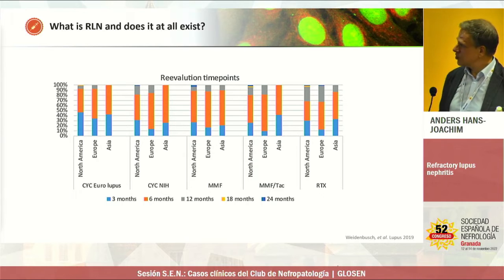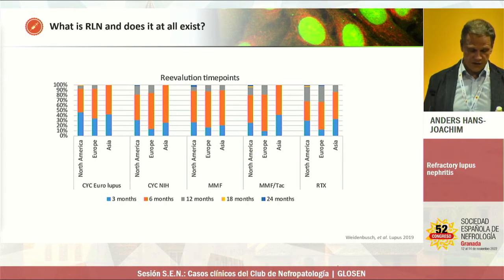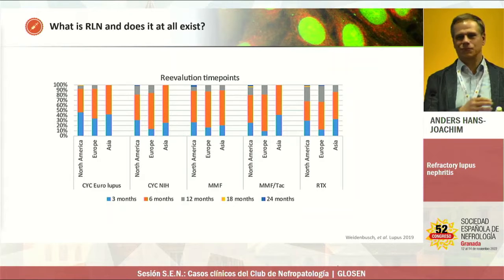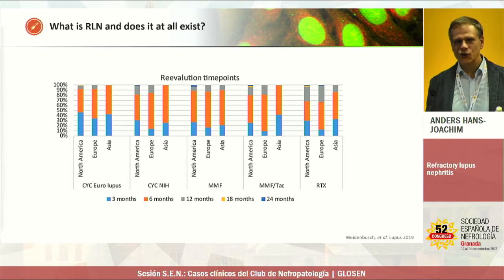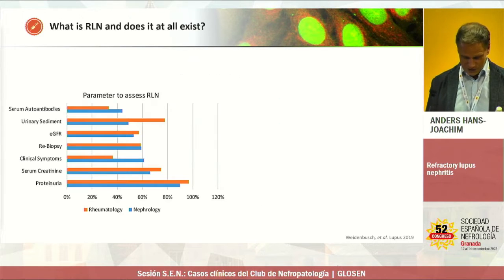What is the right time point to evaluate refractory lupus nephritis? Here you can see the result, more or less the same across the different kinds of treatments chosen. No one knows. Some people ask this question at 3 months, some at 6 months, some after 1 year. So when is the time to conclude that this lupus is refractory? There's no consensus, and everyone has their own ideas about it.